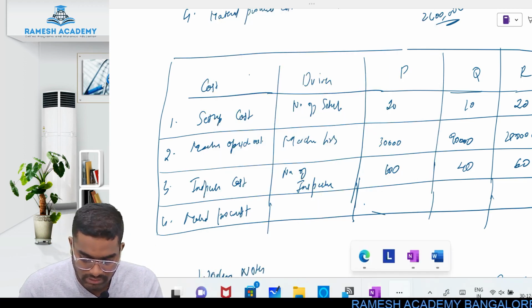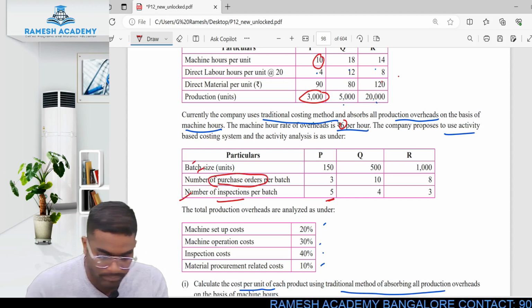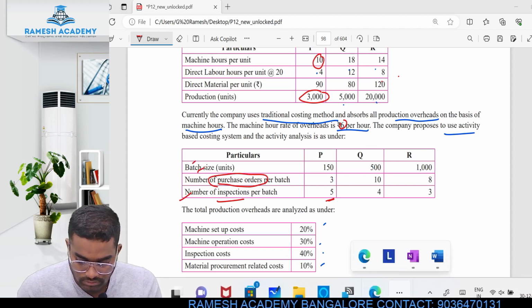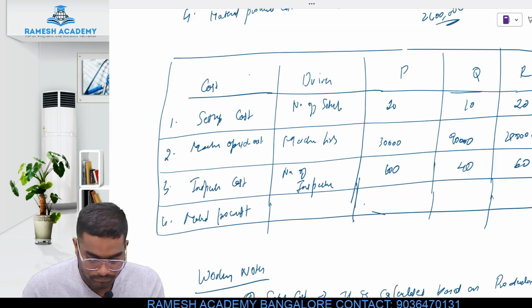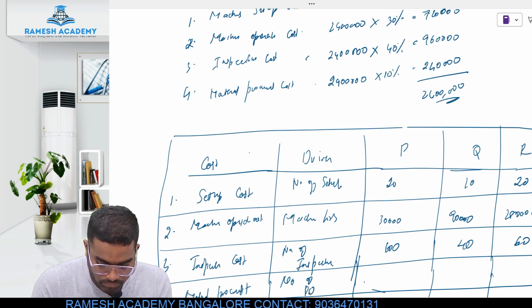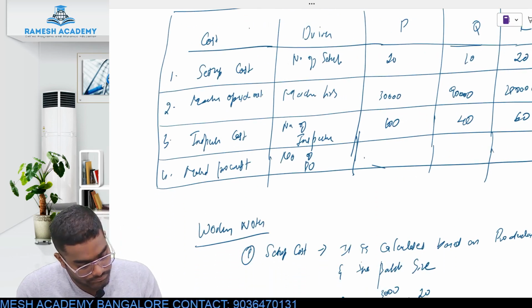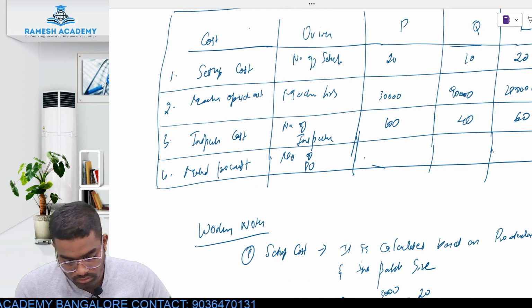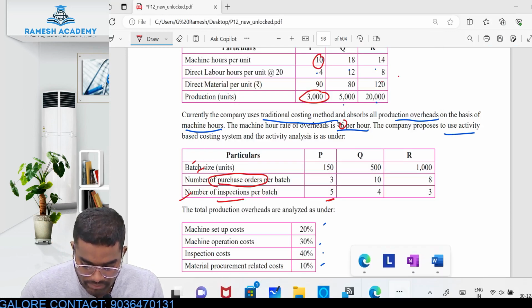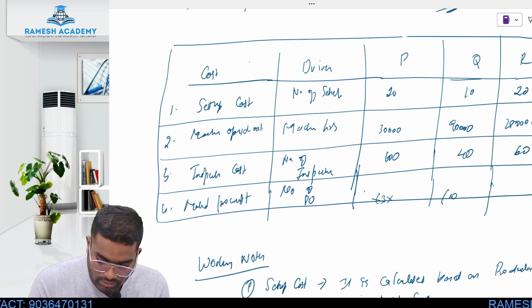Next we have material procurement. What is left out? Batch size and inspection are done. Now we are left with the purchase order. For purchase orders, they are telling per batch. This one I'll write directly: number of POs. How much is the PO? PO is 3, 10 and 8. Okay, so I'll write 3, 10 and 8.